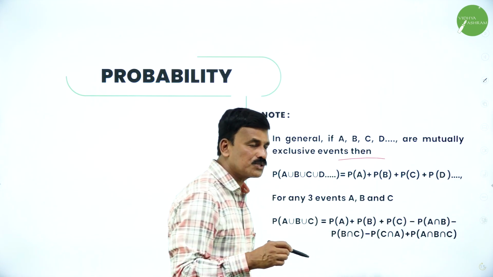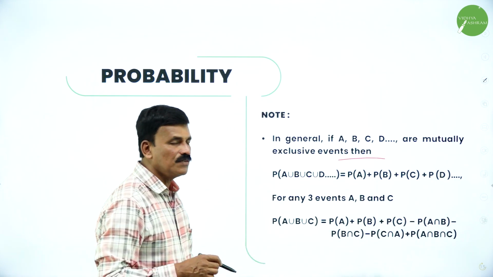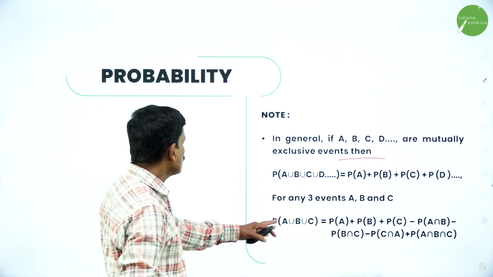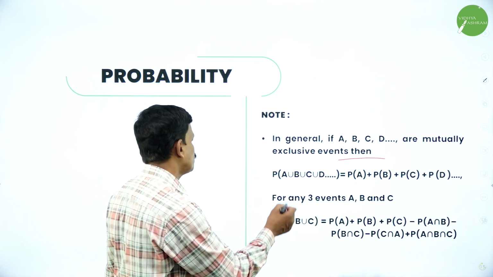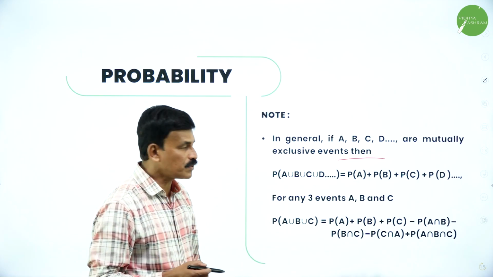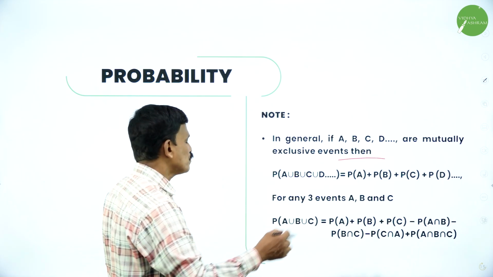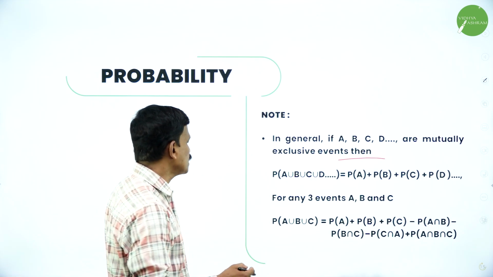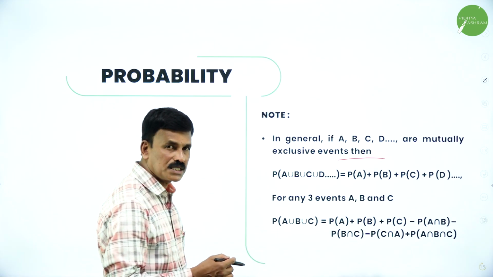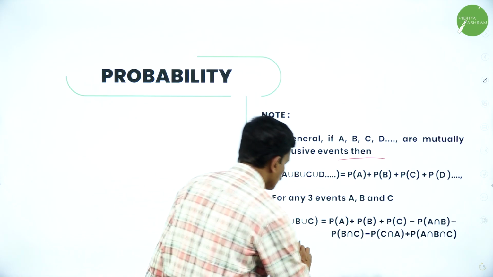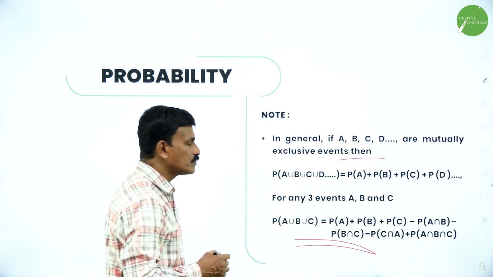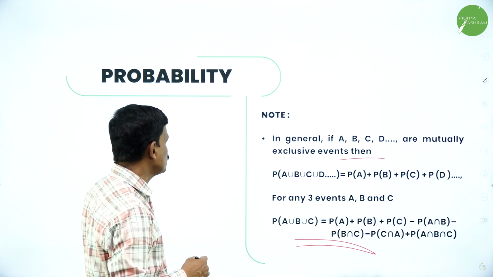For mutually exclusive events. For any three events A, B and C, probability of A union B union C is equal to probability of A plus probability of B plus probability of C minus probability of A intersection B minus probability of B intersection C minus probability of C intersection A plus probability of A intersection B intersection C. This is a very important formula for any three events A, B, C.